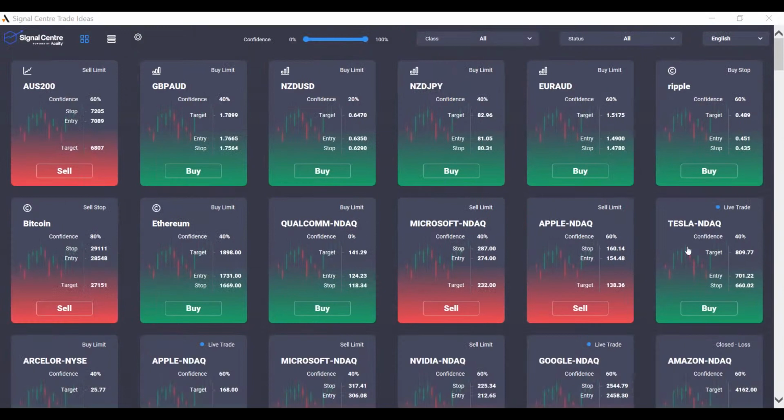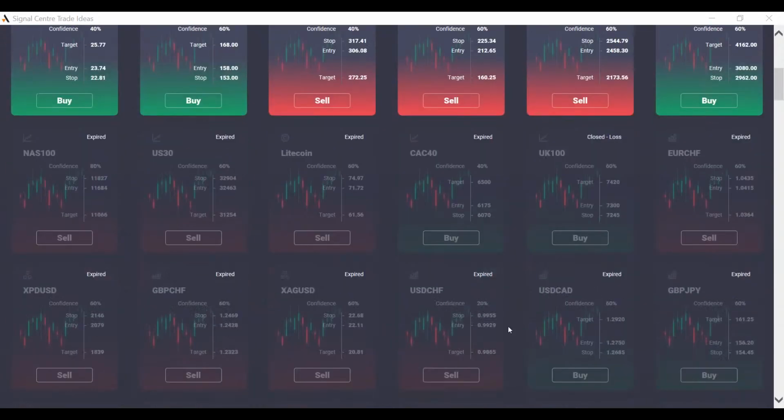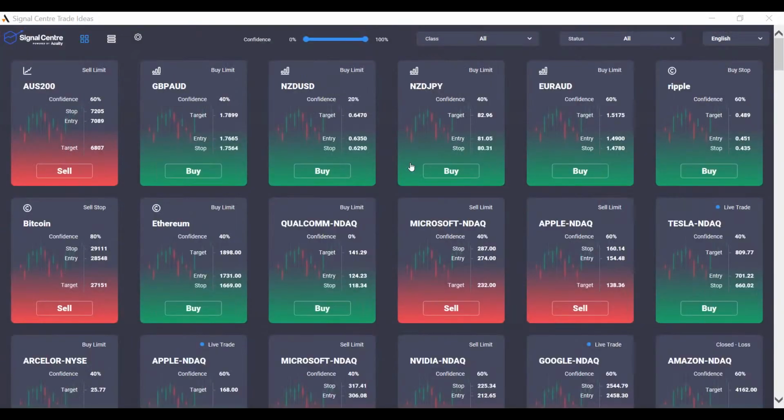Those that you see in color are still active. Either the pending order has not triggered, or they are in a live trade. Those that are expired, meaning the price target was not achieved, will come under expired below, or some may have been closed for a profit or a loss. Okay, so let's look at each of these trade ideas first.